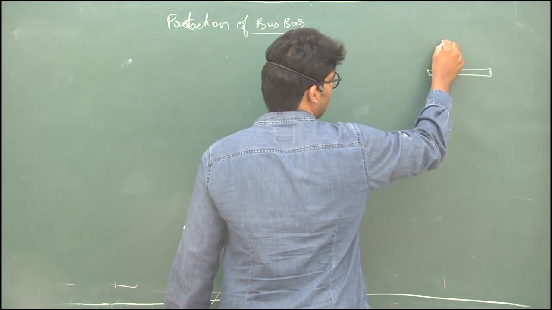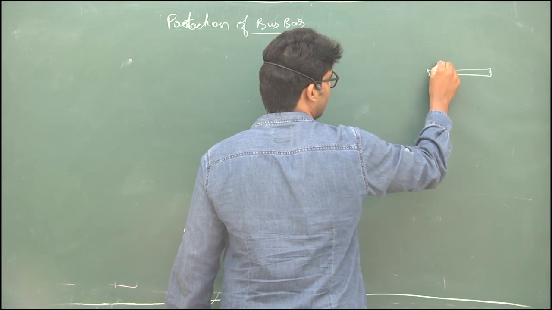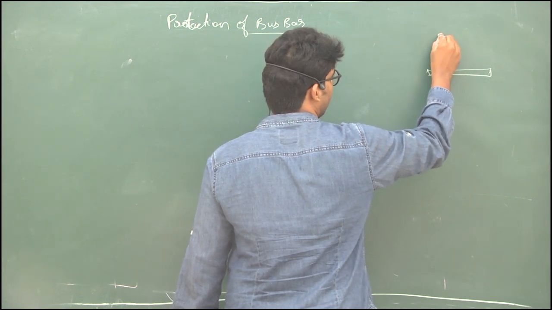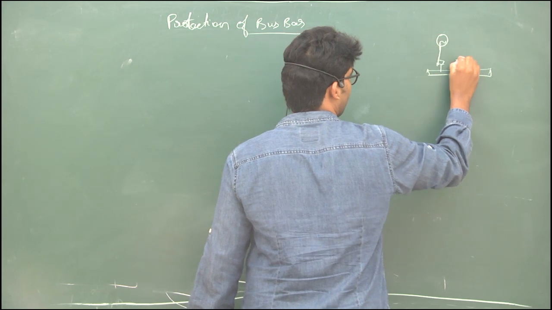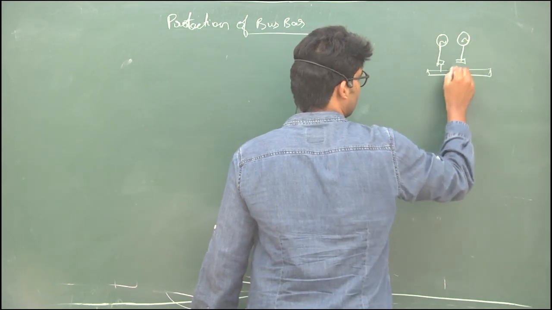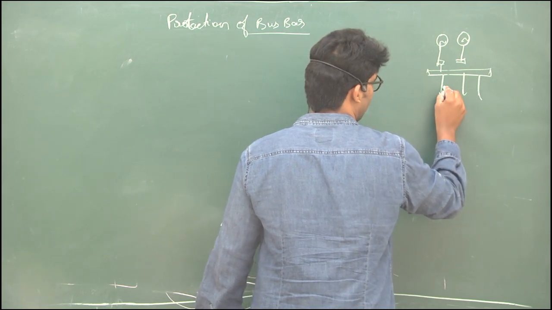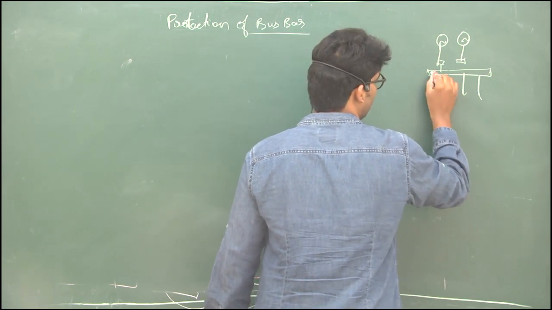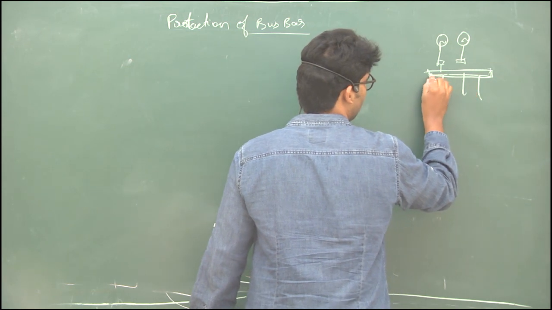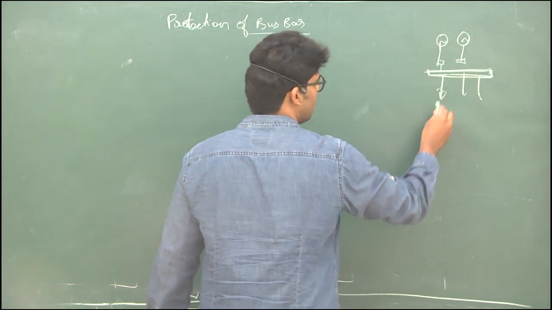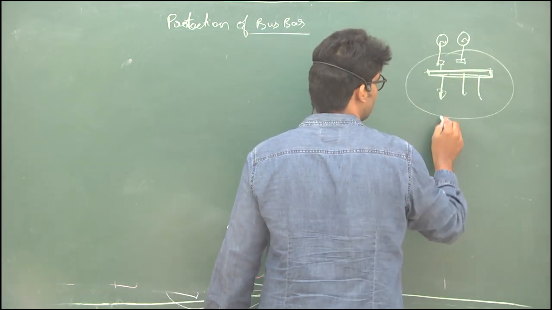That means it will be interconnected with the sending ends of different alternators, and this is the sending and this is the receiving. These are the feeders we will have, and again we will have transformers and all. So this is the main thing: we have to protect the bus bar. That means in this section, this is the protection zone.